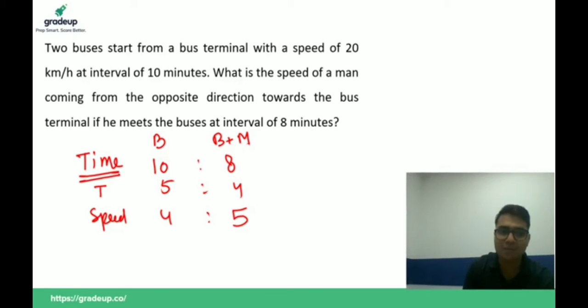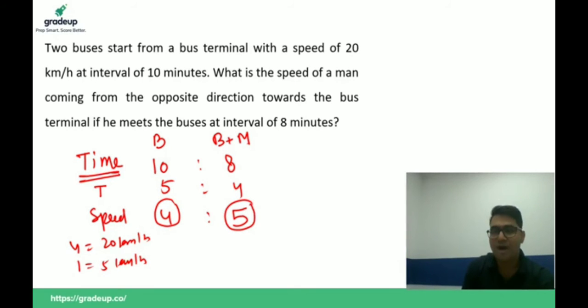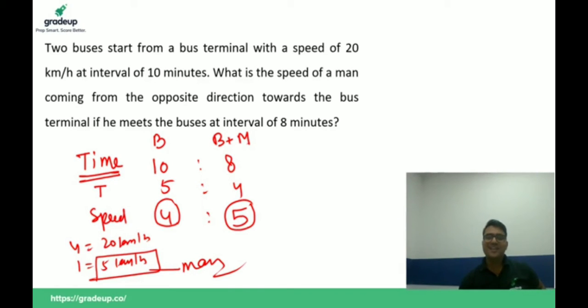That means the speed of the bus is 4 units, and in the question this is 20 km per hour. So 4 units is equal to 20 km per hour, and 1 unit is equal to 5 km per hour. The speed of the bus is 4 and the speed of bus and man is 5, so the speed of the man should be 1. So the speed of the man is this. You can do it like this, there is no problem. There are various methods to solve this question.